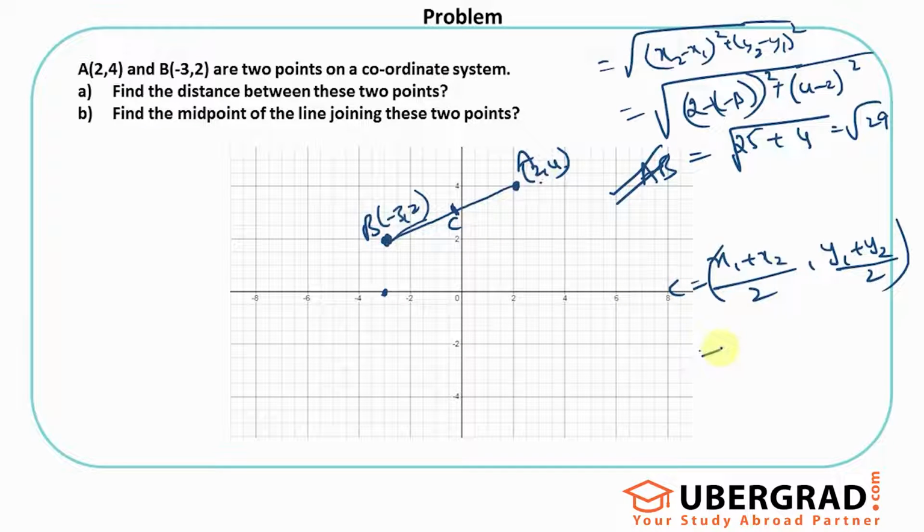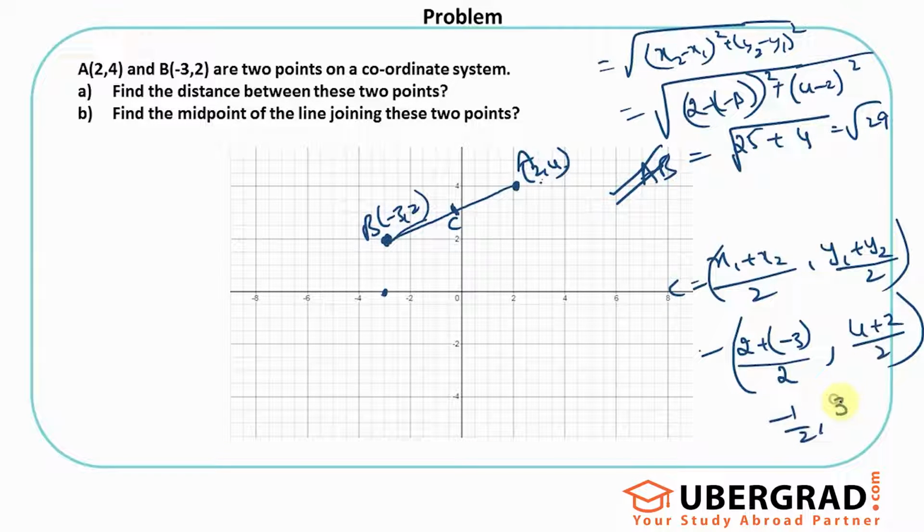So 2 plus minus 3 by 2, 4 plus 2 by 2. So 2 minus 3 is minus half, 6 by 2 is 3. So the coordinates are minus half and 3, which is what it is looking like, right? This is 3 and this is minus half. This is minus 1, so this is minus half. So this will be somewhere around this point, approximately that's what we have seen in the figures, right? So that's how we calculate them. Very basic and easy question.